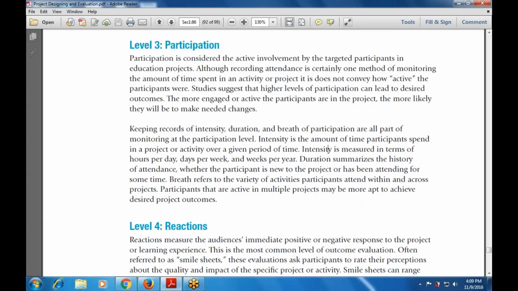And duration also summarizes the history of the attendance. What is the history of attendance of the participant, whether new to the project or attending for some time, and that also refers to the variety of activities that participants attend within and across the project. And participants that are active in multiple projects may be more apt to achieve the desired project outcomes.